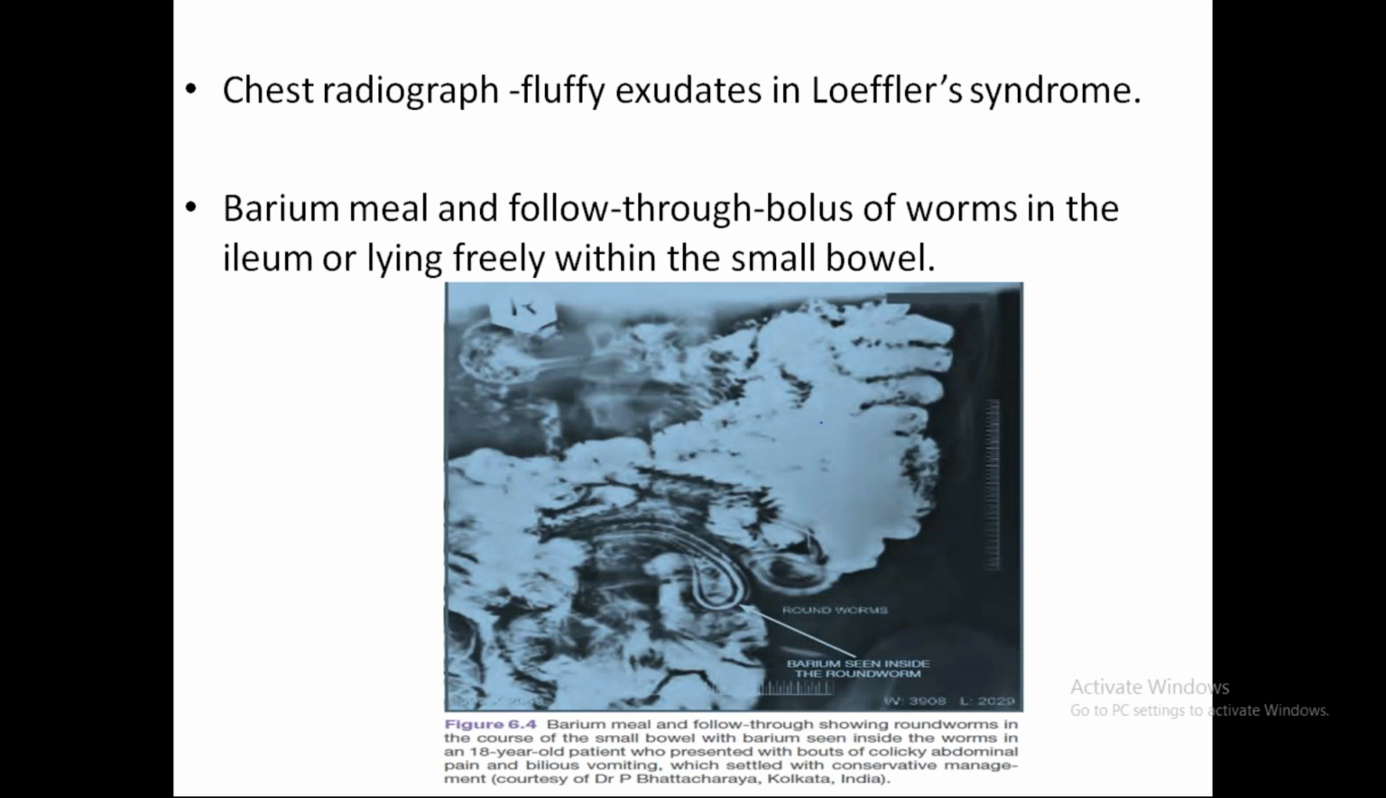This is a chest radiograph showing the fluffy exudates in Loeffler syndrome. This is the barium meal follow through, showing a bolus of worms in the ileum or lying freely within the small bowel. So you can see the roundworm. This is the barium meal follow through.